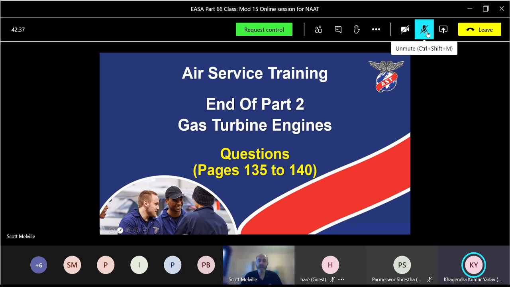Atmospheric sensitive fuel control. Yeah, so what part in that? Evacuated capsule. Yeah, that's the one. Good. The evacuated capsule, also known as an aneroid capsule. As it goes up in altitude, less pressure, it's going to expand. As it comes down in altitude, it's going to contract.